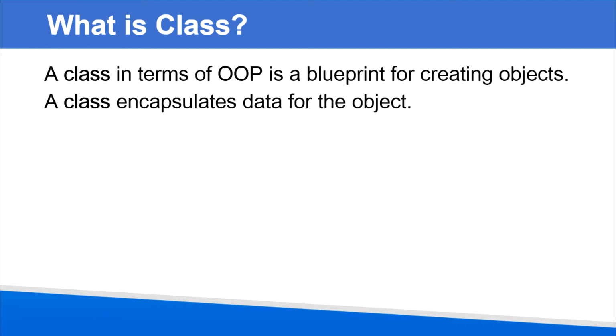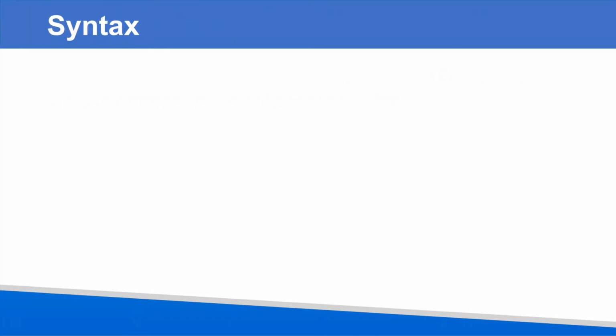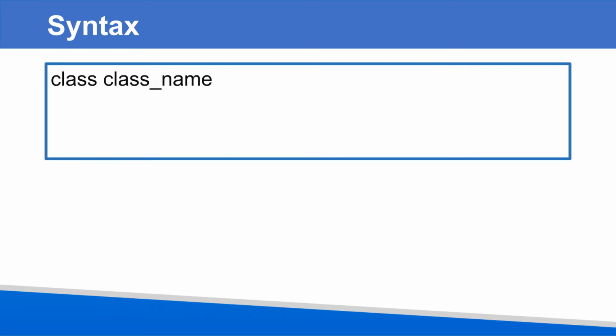So, how to define a class? Here is the syntax of a class. Use the class keyword to declare a class in Dart. A class definition starts with the keyword class, followed by the class name, and the class body enclosed by a pair of curly braces. The rules for identifiers must be considered while naming a class.